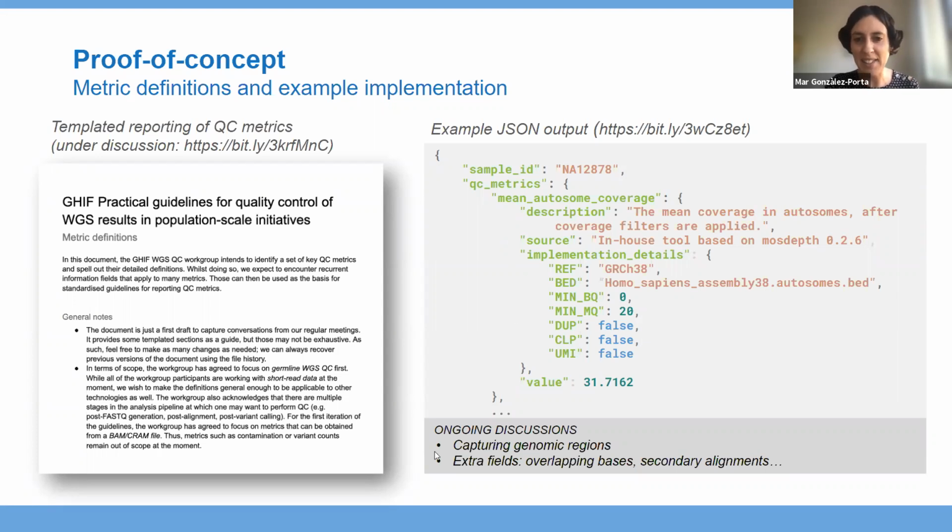I'll just say this work is very much in progress at the moment. A couple of ongoing discussions that you can see here: we're still debating which fields should go into this more standardized section, with some ideas listed in the slide. And we're also debating the best way to capture the fact that people are using custom genomic regions as opposed to the entire genome. That's an area where we hope we can learn a bit from the experience of other GA4GH work groups.